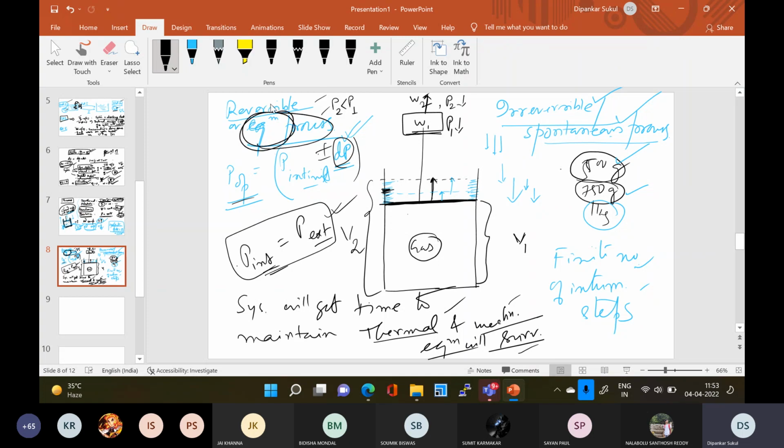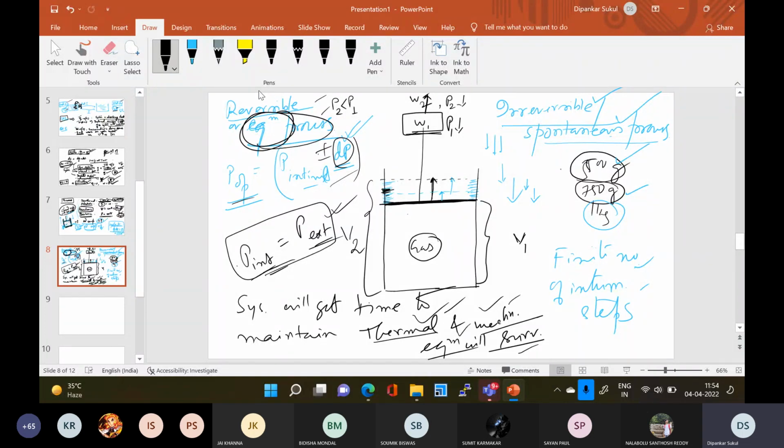The system and surrounding are maintaining thermal and mechanical equilibrium. Internal pressure will be equal to external pressure, and temperature inside and outside will be the same. But if it is not infinitesimally slow, if there are a finite number of steps, that is for all practical purposes. Obviously, an infinite number of intermediate steps is not possible practically. We can approach reversibility by increasing the number of intermediate steps, but obviously 100% reversibility cannot be achieved. It is a theoretical process.